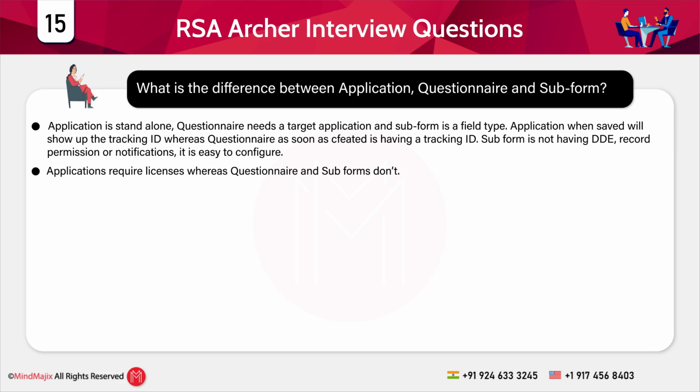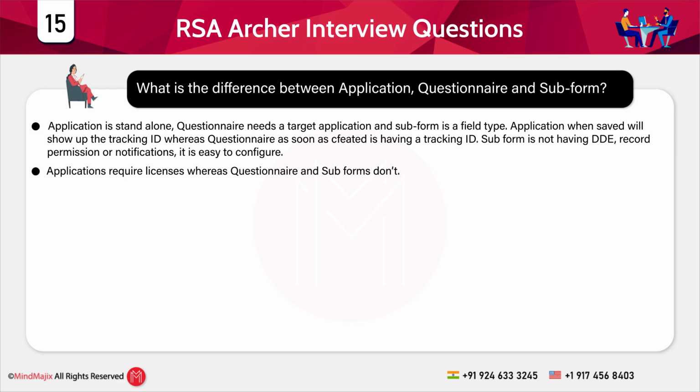Application when saved will show up the tracking ID. Suppose you click on add new, you fill in all the required fields and you click on save. Then you'll see the tracking ID. But what happens in a questionnaire is, as soon as you create the questionnaire, you just select that application, click on apply, and the questionnaire ID is there. One needs to be very careful while designing the advanced workflow as well. For an application, you can just start, but for a questionnaire, you need to be careful. If there are any required fields that need to be filled in, or anything that needs to be taken care of at the start, then the advanced workflow should proceed.